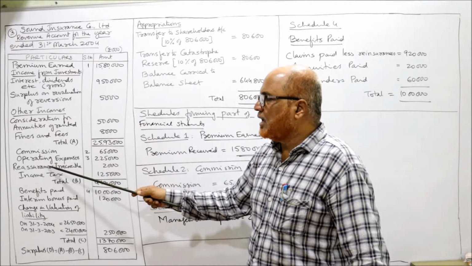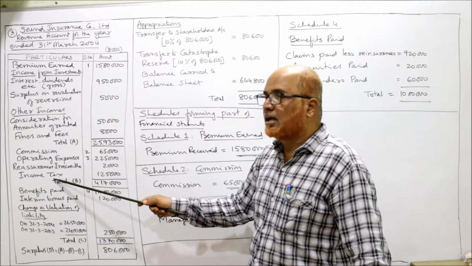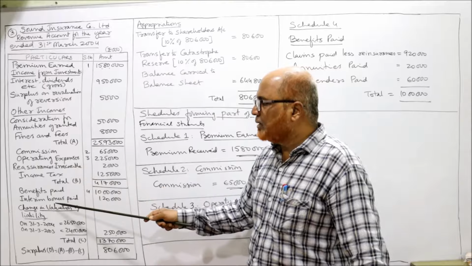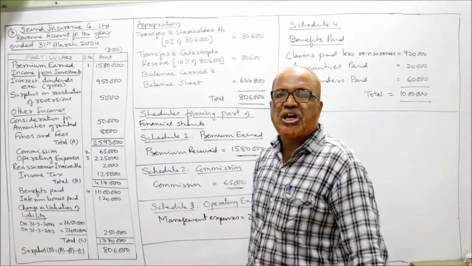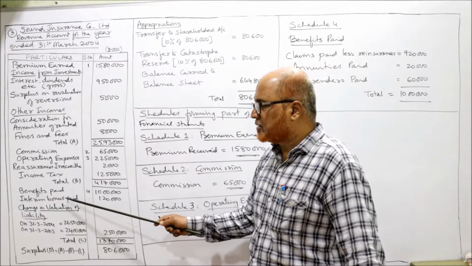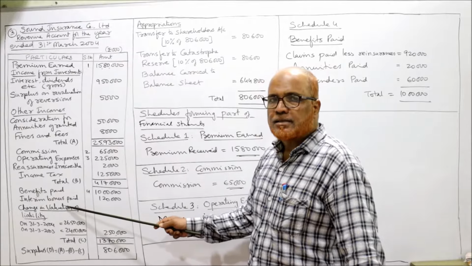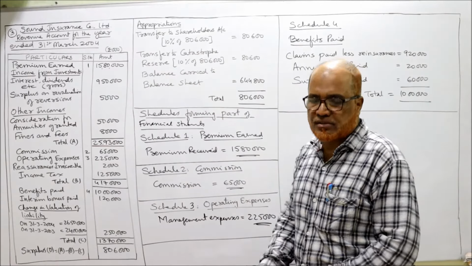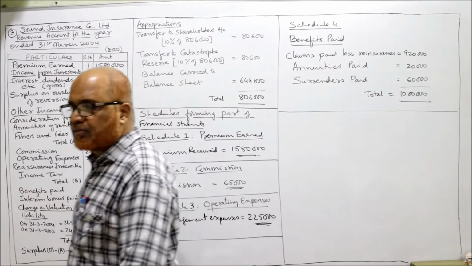Secondly, this reassurances irrecoverable and income tax. Both these will be taken below operating expenses. Last one, interim bonus paid and change in the net liability. That will be taken below benefits paid. Right? And some appropriations are given. How much transfer to reserves? That's it. This is the end of problem number 3.